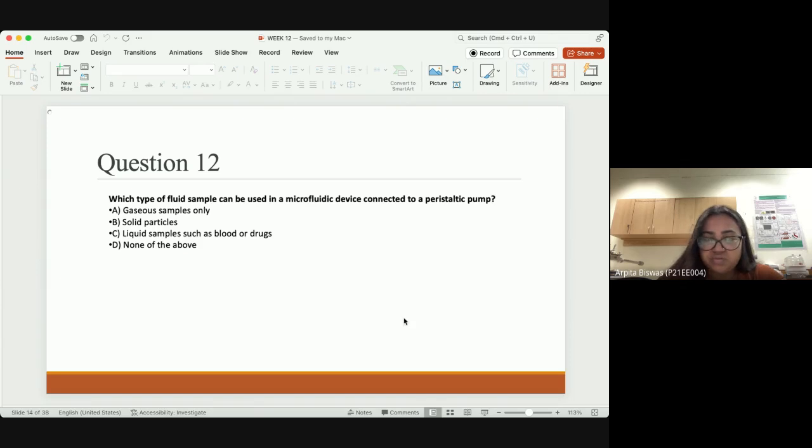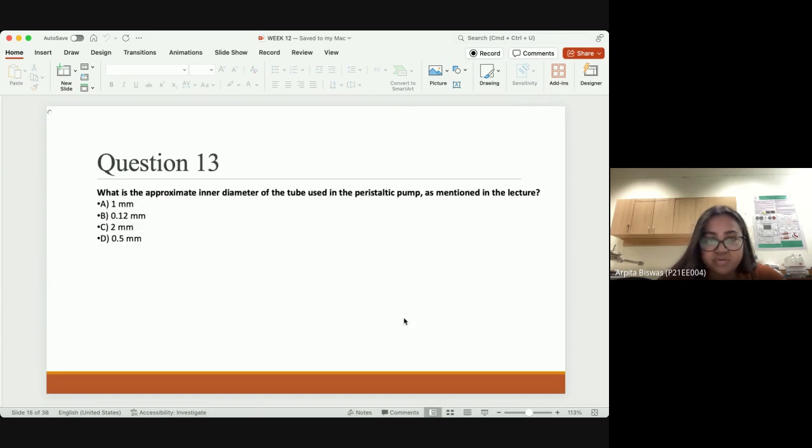So next, move toward question number 13. What is the approximate inner diameter of a tube used in the peristaltic pump as mentioned in the lecture? So first option is 1 millimeter. The second option is 0.12 millimeter. The third option is 2 millimeter, and option D is 0.5 millimeter.